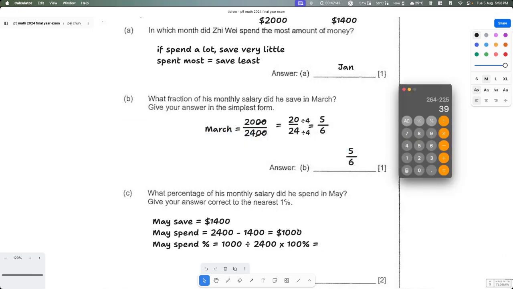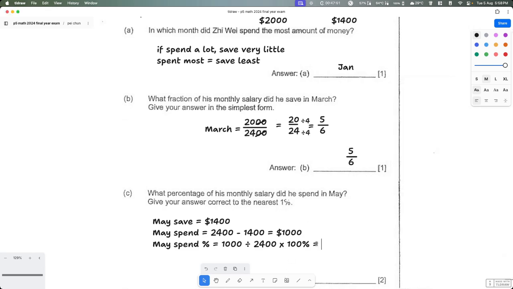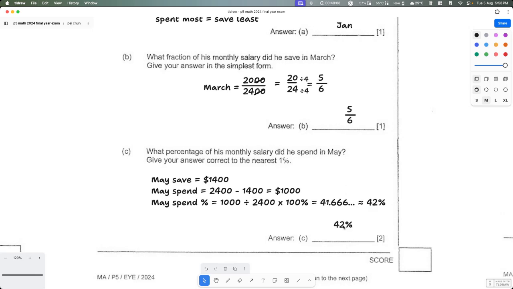Okay, what would this be? So 1000 divided by 2400, and then you multiply by 100. 41.666 dot dot dot, and this will then become, so nearest 1% is basically the nearest whole number. So I'm going to put 42%. There you go. So the answer is 42%.